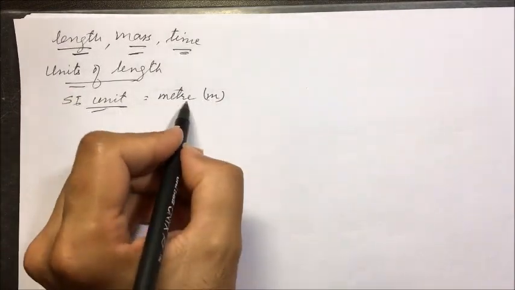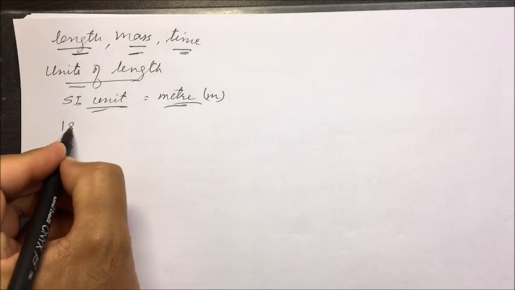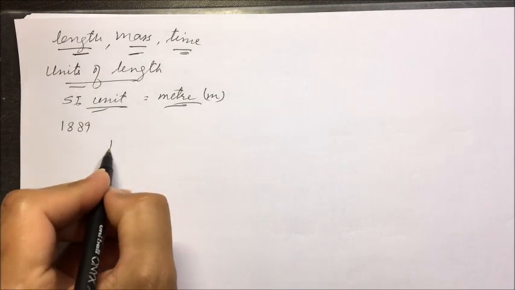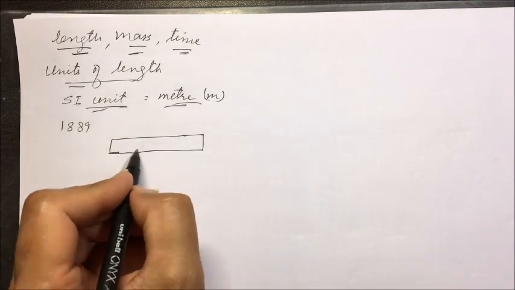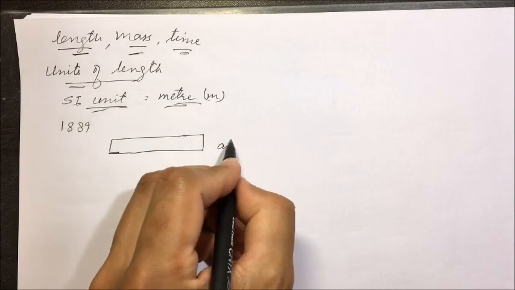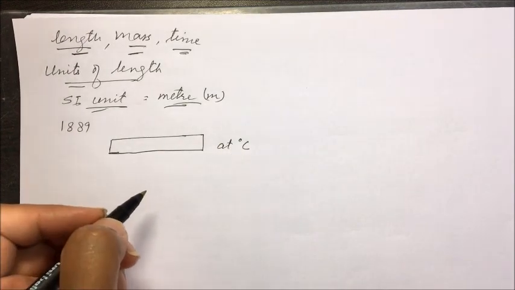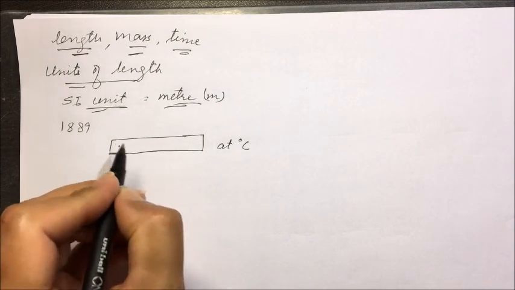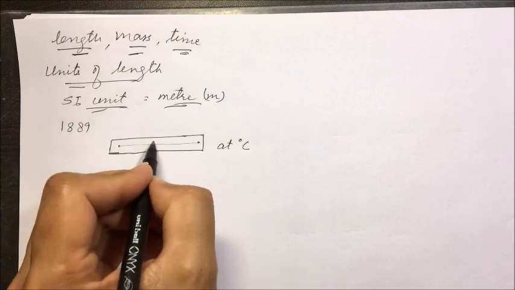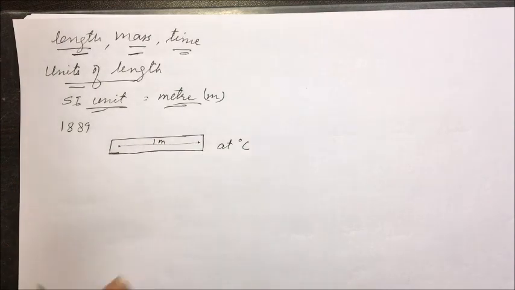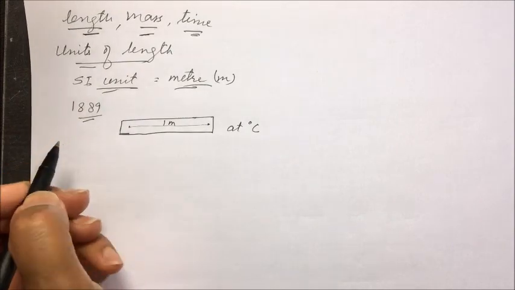Now how was this meter defined? First it was originally defined in 1889. We took one platinum iridium rod and it was kept at 0 degrees Celsius at the International Bureau of Weights and Measures. Two marks were made over it, and this distance was called 1 meter. So this was the definition given in 1889.